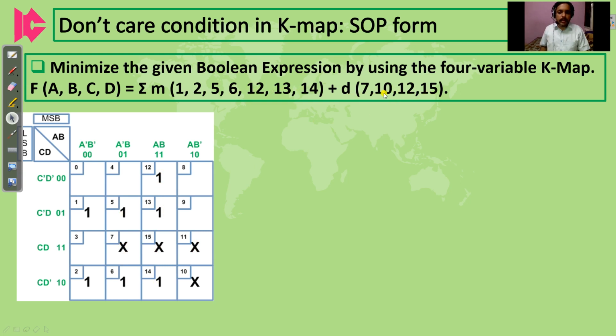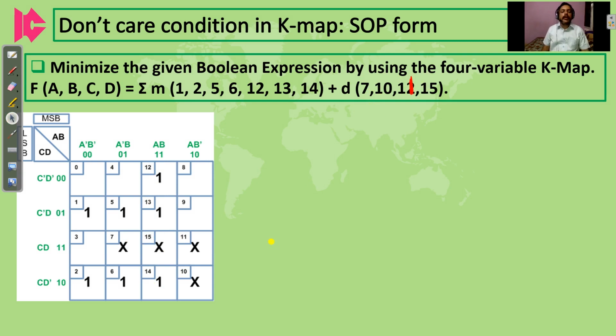Okay, 7, 12, sorry, it is not a 12, so 12 is already included there, so don't consider this as a 12, this is a 10. So 12, 10, 11. This is what? 11. Okay, so consider this as 11. So 7, 10, 11 and 15. So 7 is a don't care, 10 is don't care, 11 is don't care, and 15 is don't care.